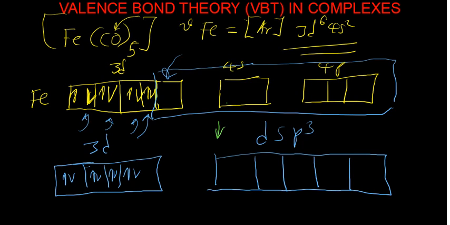dsp3 hybridization. Each of these ligands is going to bring 2 electrons. So each ligand brings 2 electrons to the ion. So we are going to have 2 there, 2 there, 2 there, 2 there, and then 2 there. So this is our ion.